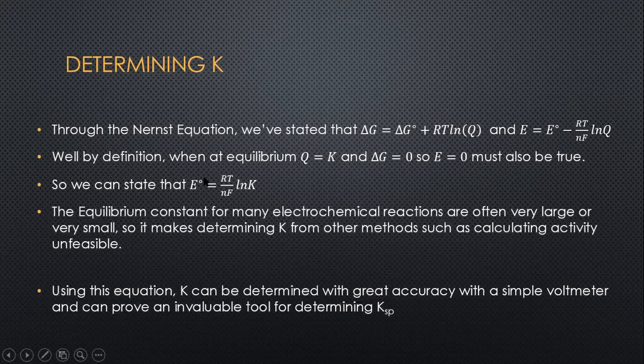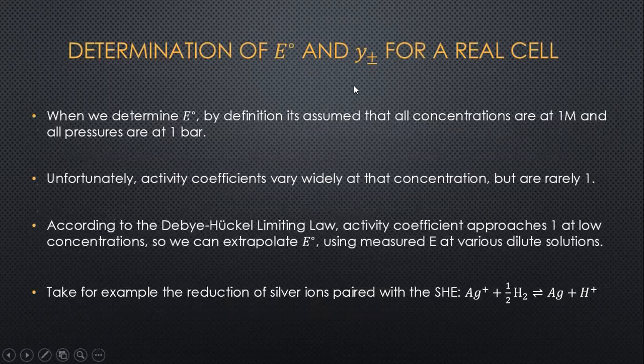Now, the equilibrium constant for many electrochemical reactions is often very large or very small, so determining K from other methods such as calculating activity is unfeasible. Using this equation, K can be determined with great accuracy from a simple voltmeter, and it can prove an invaluable tool in determining the solubility product.